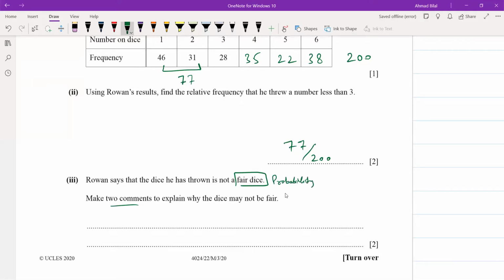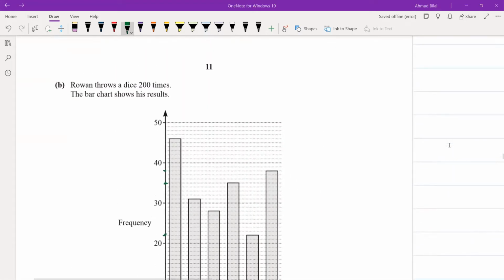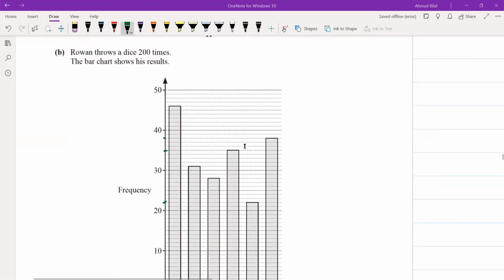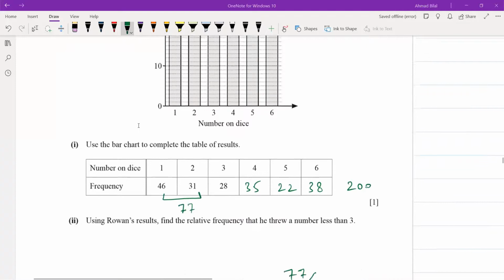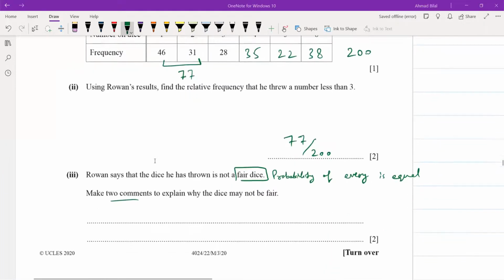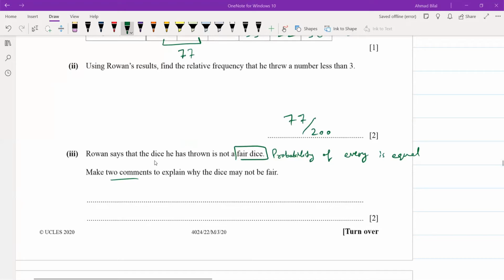Probability of every number is equal. That's what a fair dice means. Why would this not be a fair dice? Minahil, yes, this is the next part of that question. It's unrelated to the previous part, ये बिल्कुल उससे different है, but it's the same question actually. उसी question का second part है. अच्छा. So why do you think? Explain. Make 2 comments to explain why this may not be fair.